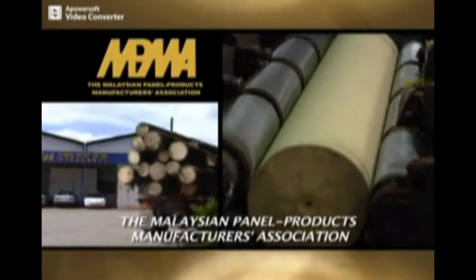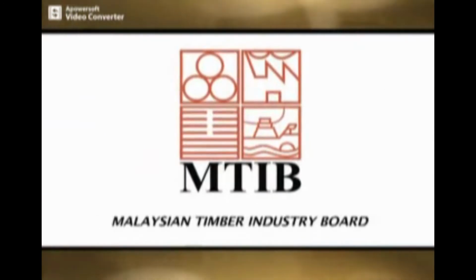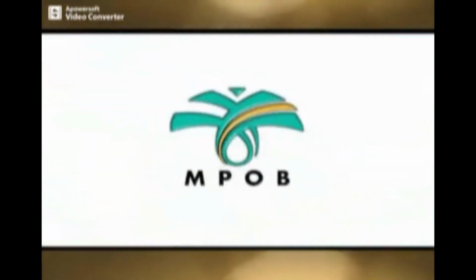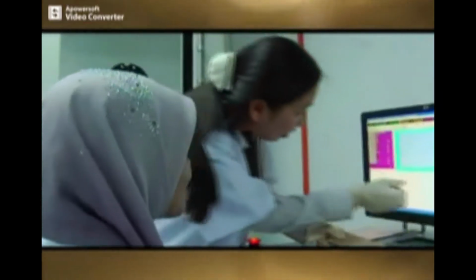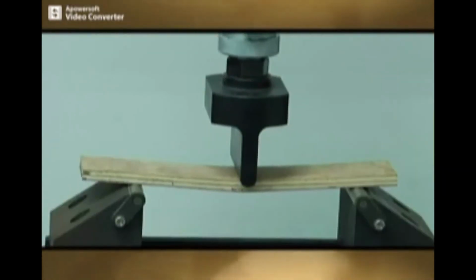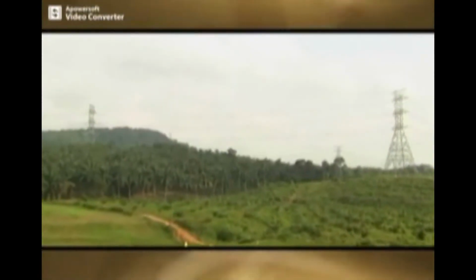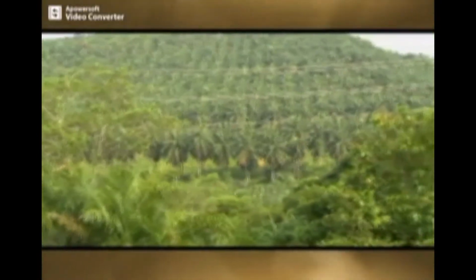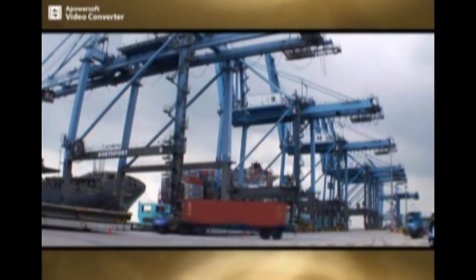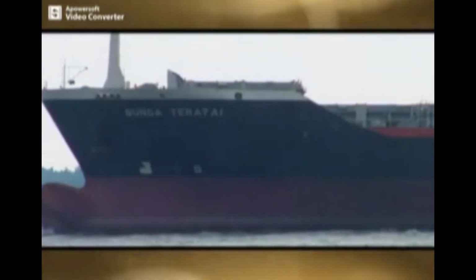The plywood industry and MTIB, with the technical collaboration of FRIM, MPOB and UPM, are engaged in a factory R&D program to achieve the required product quality for palm plywood in accordance to EN standards. The objective is to enable the Malaysian palm plywood to penetrate the international market as a sustainable and environmentally friendly product. The market prospects are expected to be enormous.